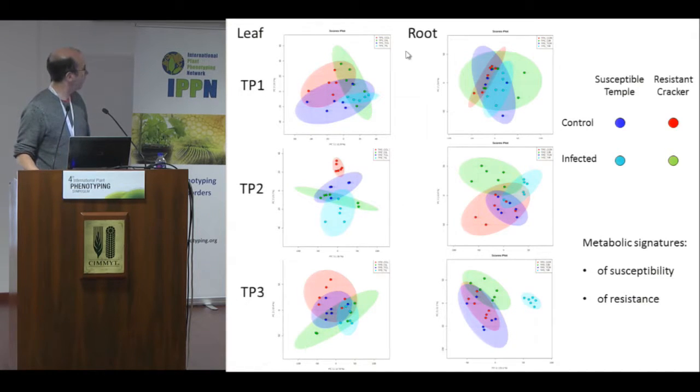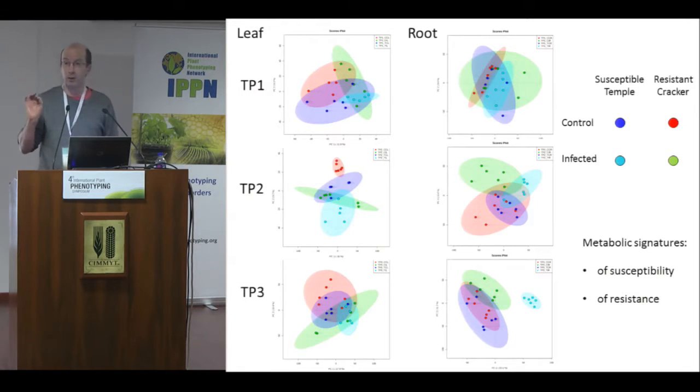But what we found really interesting is that when we looked in the leaves of these plants, here's control and infected susceptible plants, control and infected resistant plants, and they start to separate out much earlier. And so again, at time points 2 and 3, we can separate out using just a very simple PCA analysis here, metabolites which are indicative of both a susceptible phenotype and a resistance phenotype.